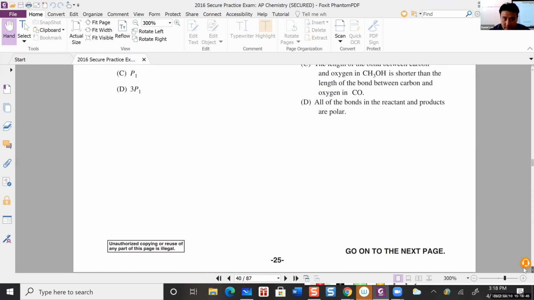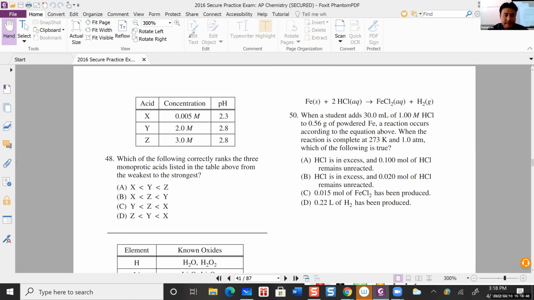48 is, what is it? Acid and base? All right, so let's look at 48. You have three different acids, you have three different pH, yeah? Okay, so who is the strongest acid? X, Y, or Z? You can look at the pH and concentration, right? So do you see X is the strongest acid? Because even though it has the least concentration, it has the lowest pH, the most acidic. So X is most acidic. Having the least concentration, most acidic. That would be the strongest acid. So X would be the strongest acid. So it's either C or D.